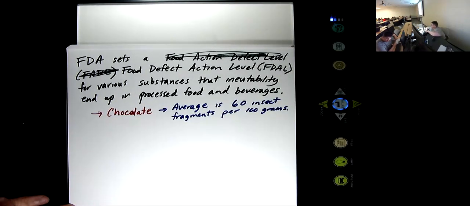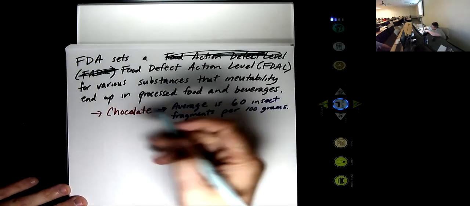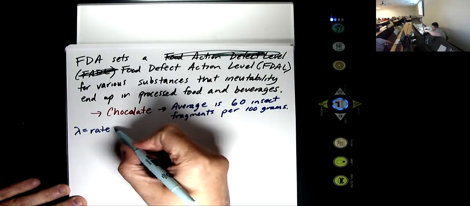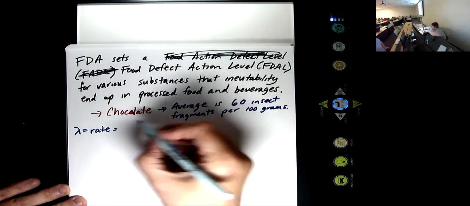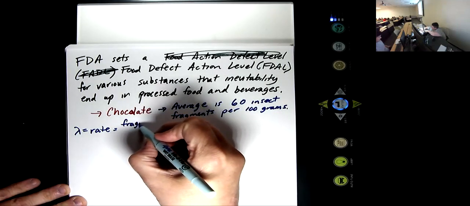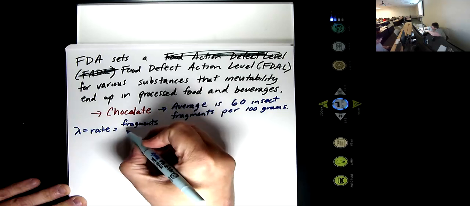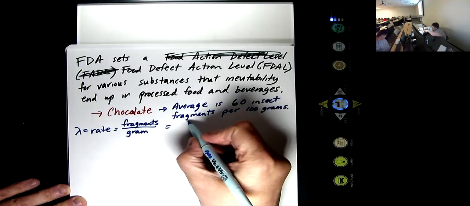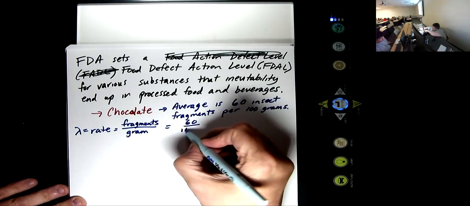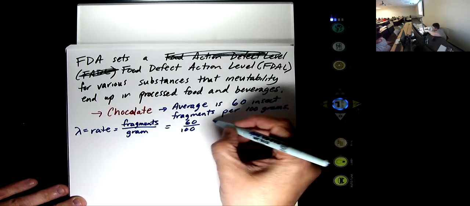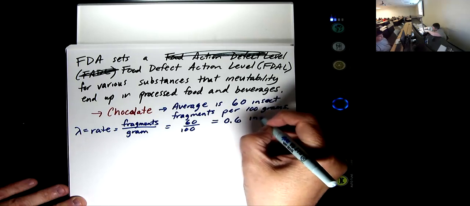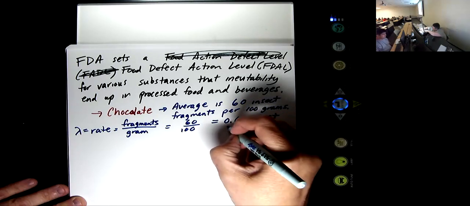So I can find a rate here. A rate, which is going to be my lambda, is fragments per gram. So this will be 60 over 100, or 0.6 insect fragments per single gram.